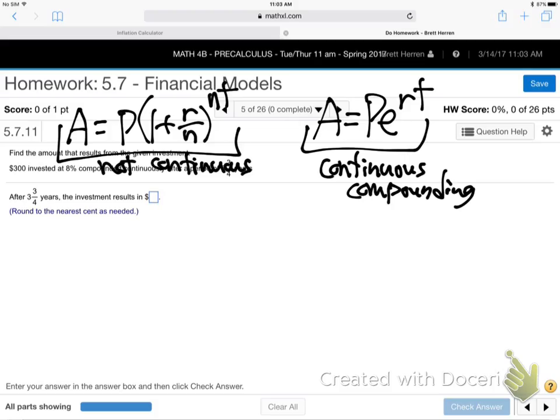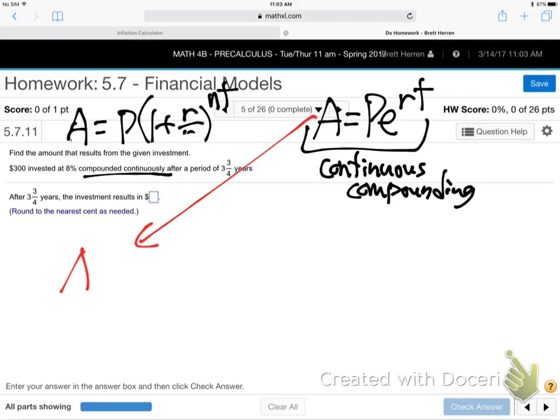So on this problem, it is continuous. I've just written over the top of it, but this problem does say continuous compounding. Maybe I should erase what I just did there so we can see the problem. So yeah, see how it says compounded continuously. So when it says compounded continuously, I'm going to use the PERT formula.